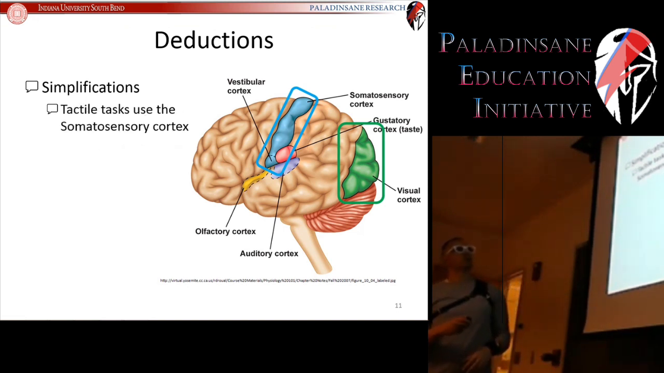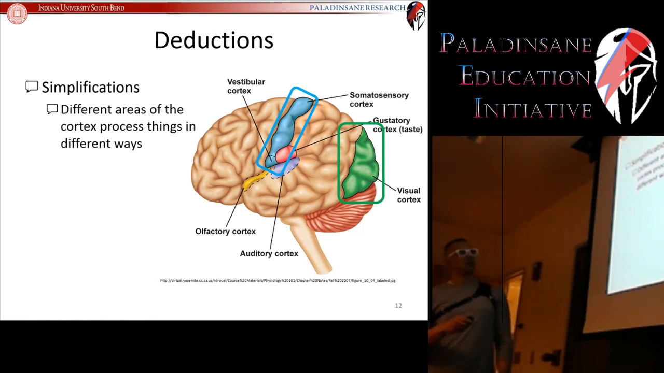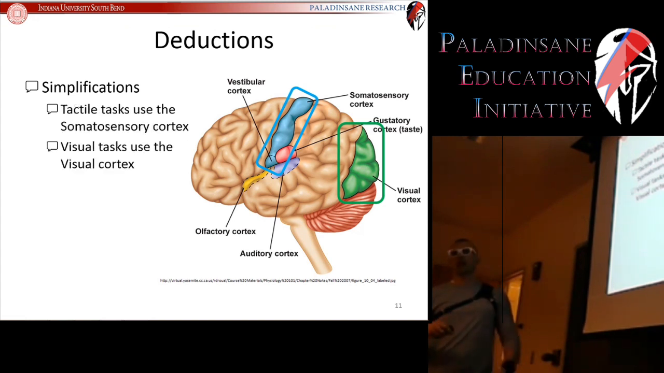Tactile tasks use the somatosensory cortex. So in previous studies, when they put people into fMRIs and said, touch this, you will see that this area of the brain lights up. Visual tasks use the visual cortex. When they put people into fMRIs and say, look at this, this area of the brain lights up. So again, these are all basic simplifications of a lot of research. But we have these background theories.